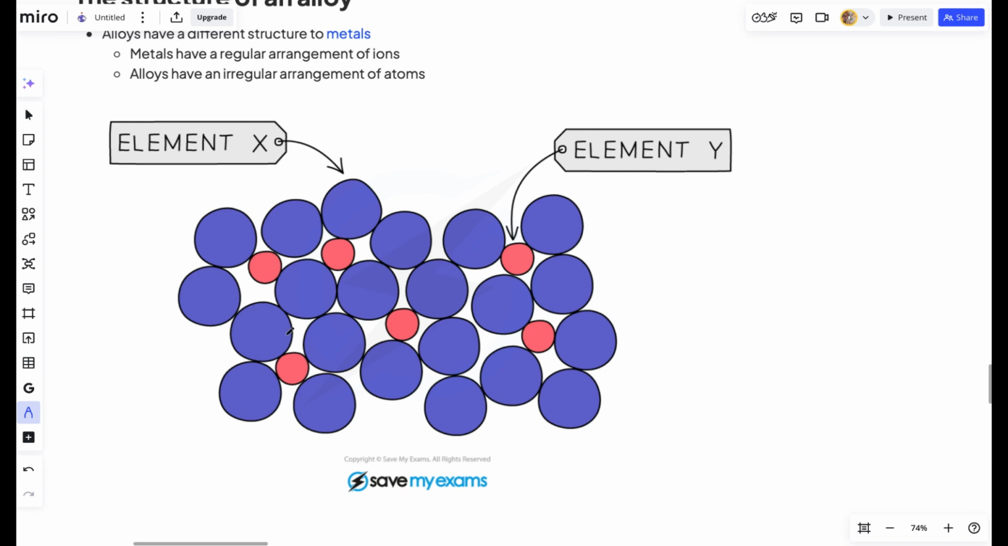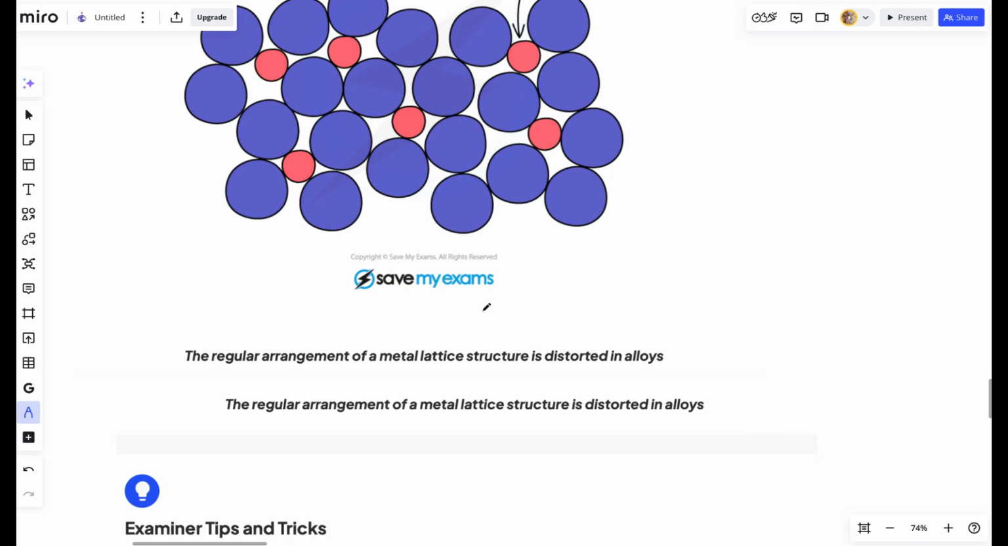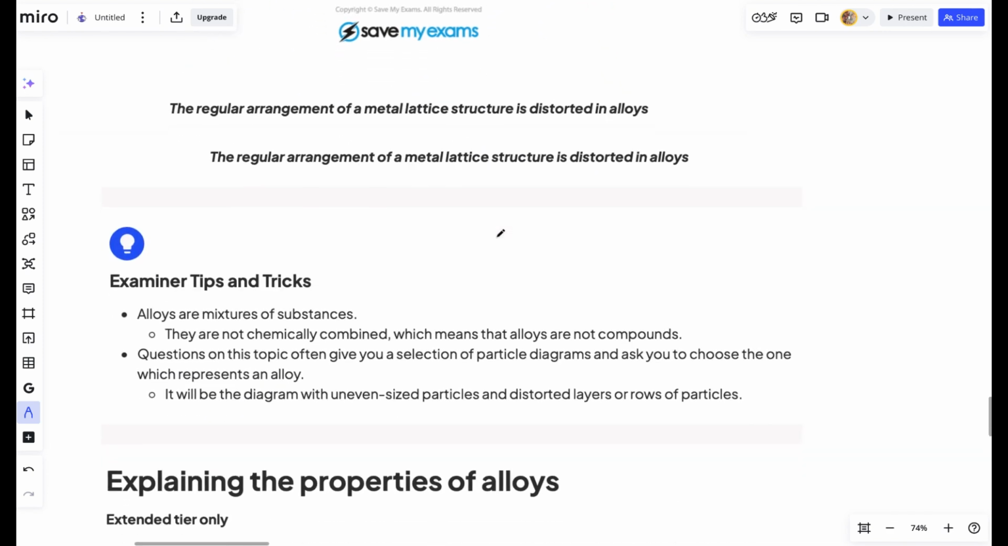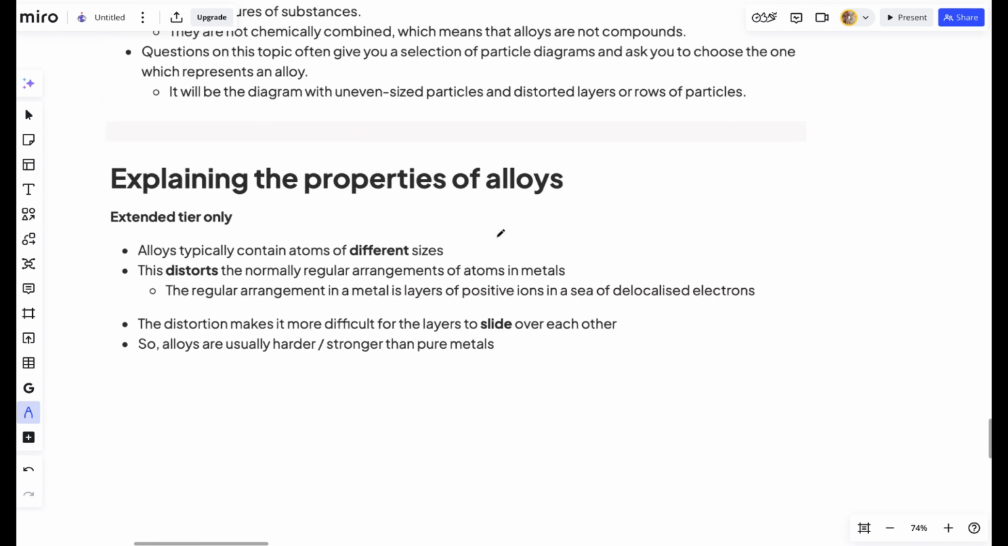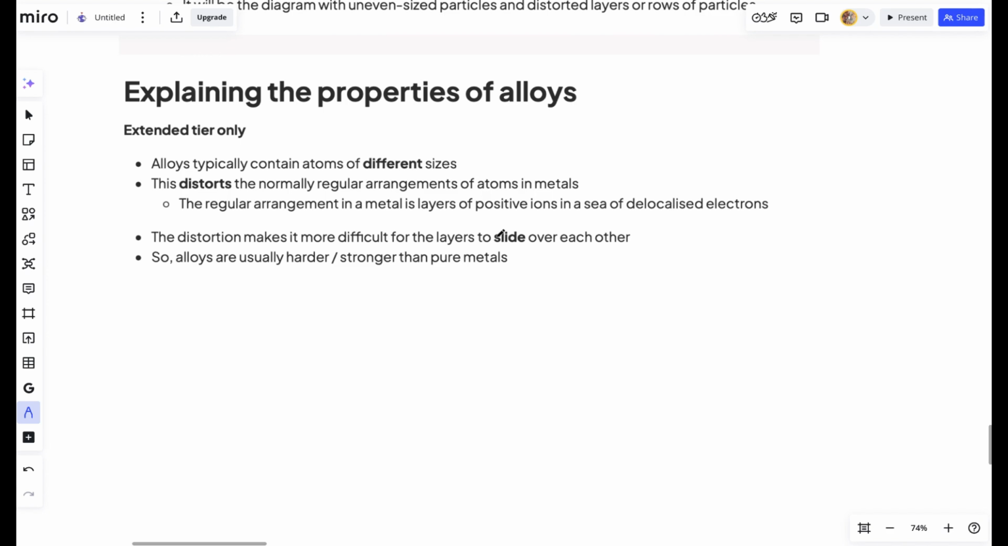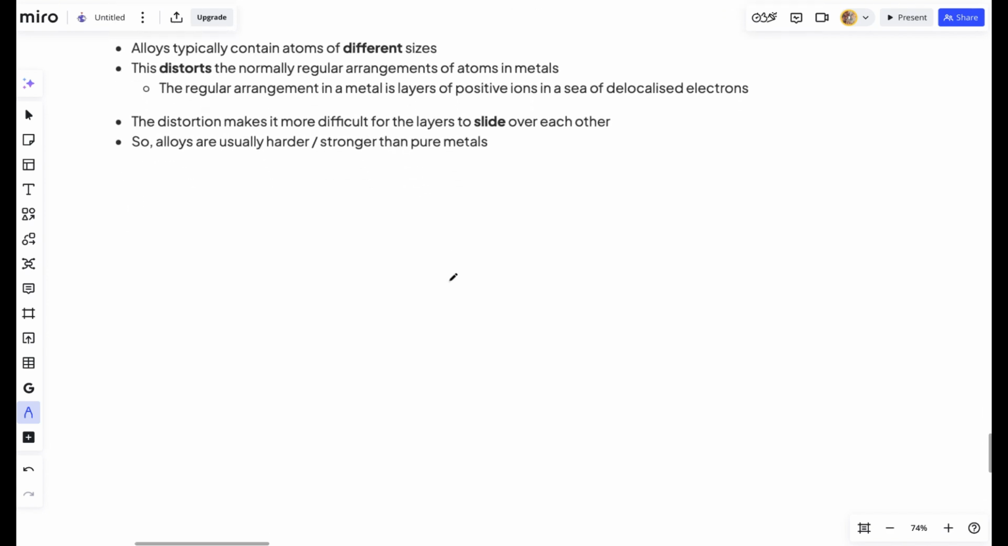Pure metals, when you hit them, the layers of particles slide over each other. But when you hit alloy, the layers are not easily able to slide over each other. So that makes them harder and stronger. That gives them the characteristics that make them stronger and harder. Okay? We've already explained they have different sizes. It's difficult to distort them and so on and so forth.